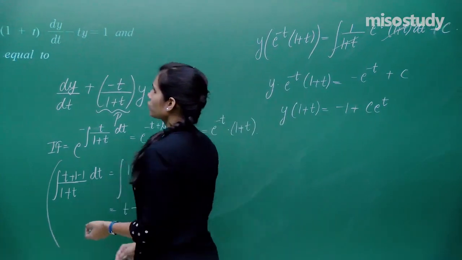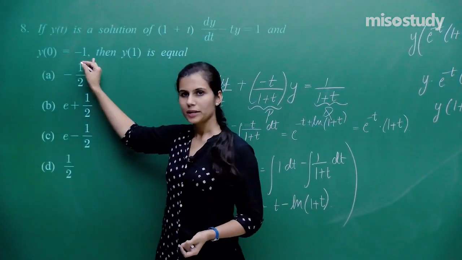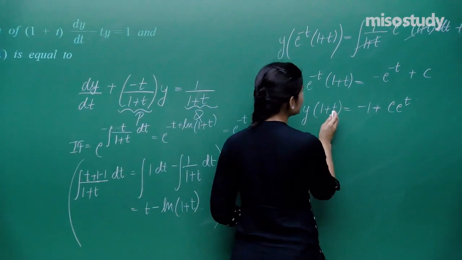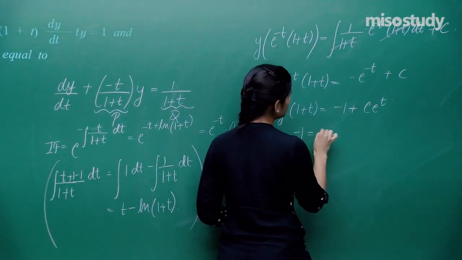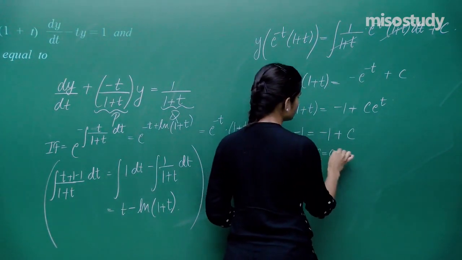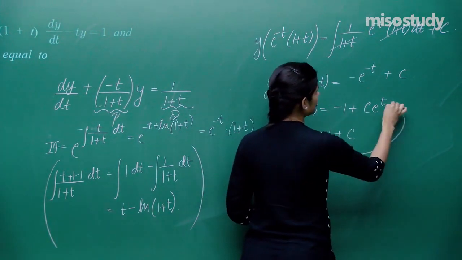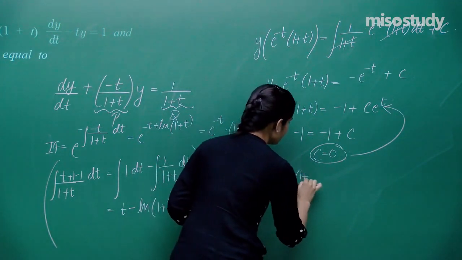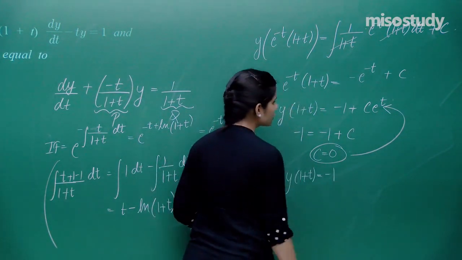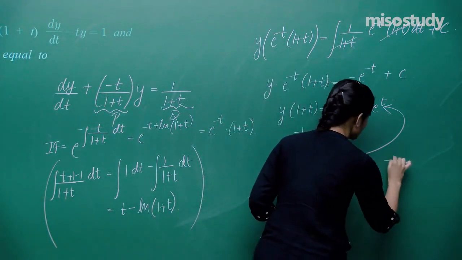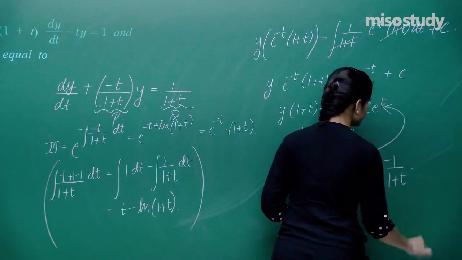You are given that y of 0 is minus 1. That means when t is 0, y is minus 1. So when t is 0, you are left with c. C has come out to be 0. Replace it back over here. I get y into 1 plus t is minus 1 plus 0, which is minus 1, which implies y is actually minus 1 upon 1 plus t.